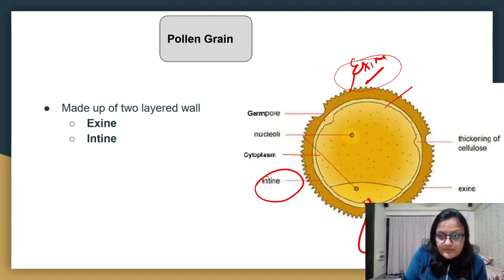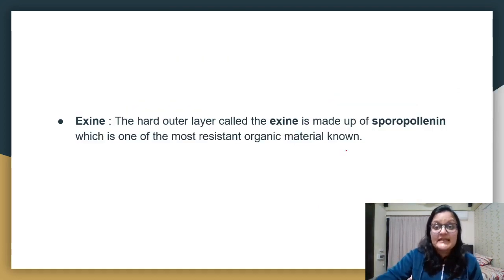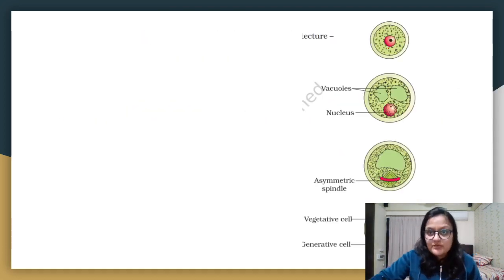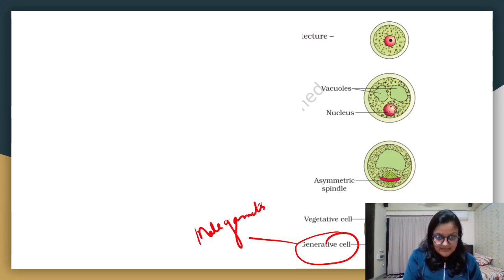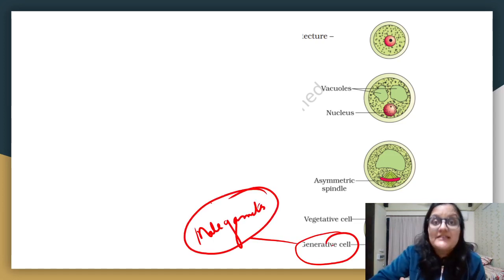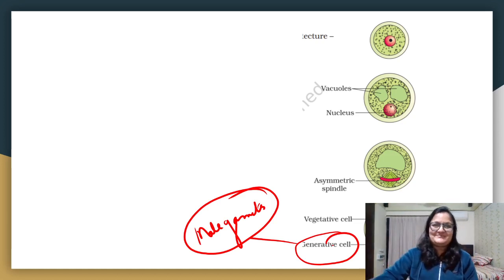You can see here the three germ pores, where the sporopollenin exine deposition is not there, and they will form the pollen tube. The intine gives rise to the pollen tube, and inside the pollen grain there is basically a nucleus. This nucleus divides into two nuclei, vegetative and generative, and the generative cell is going to give rise to the two male gametes. That's going to be helpful for double fertilization. Thank you.